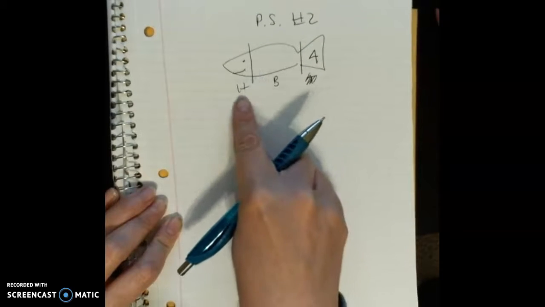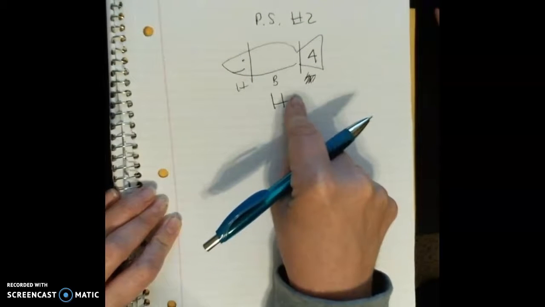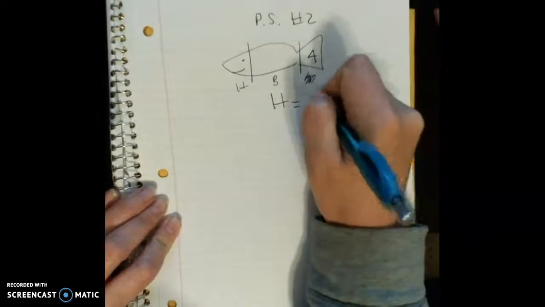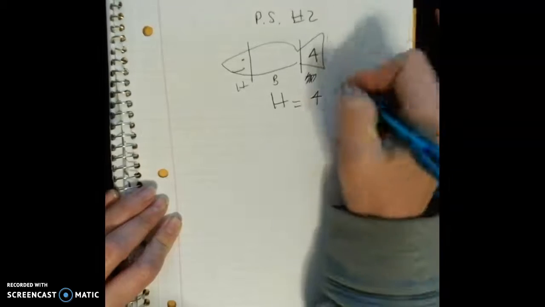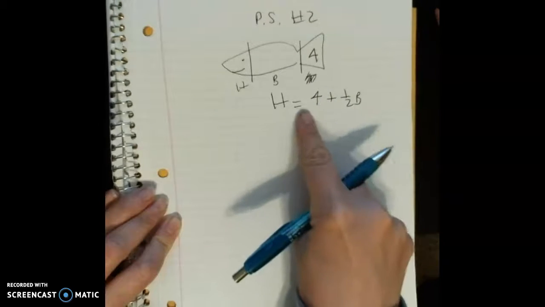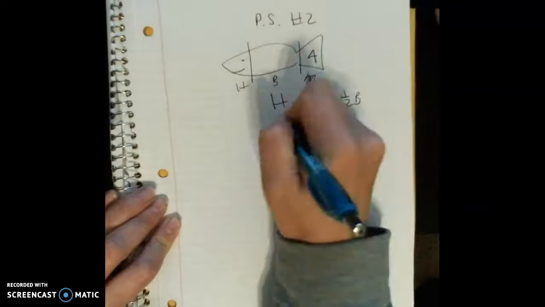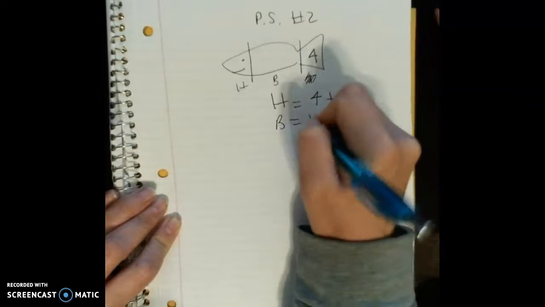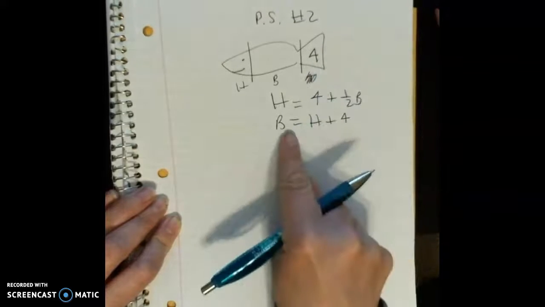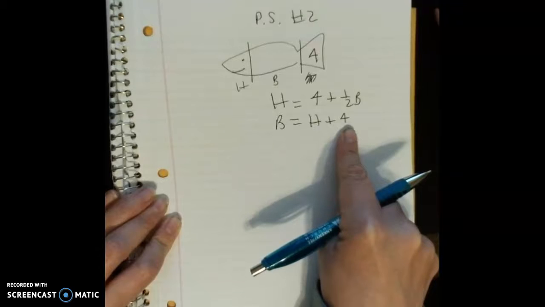Okay, it says its head weighs, so H equals, the head weighs as much as the tail and half the body. Well, I know the tail weighs 4, so I don't need a variable for that. And then I'm going to use half B for the body. So H equals 4 plus half B. The second hint says the body weighs as much as the head and tail together. So B equals H plus, and again, I don't need a variable for the tail because I know it's 4.